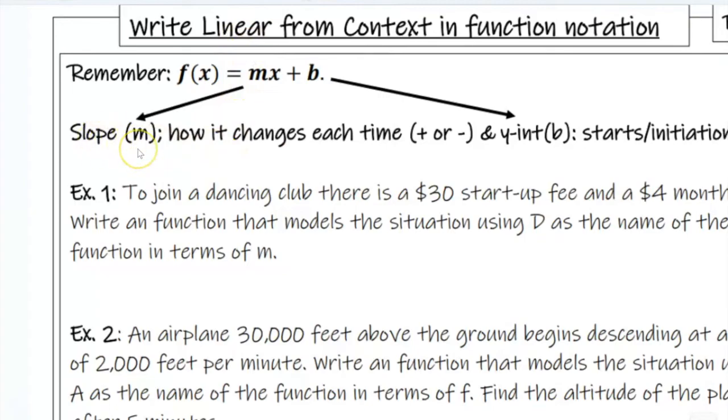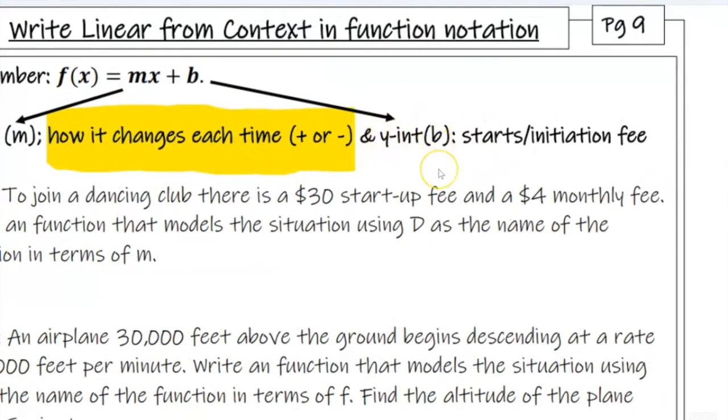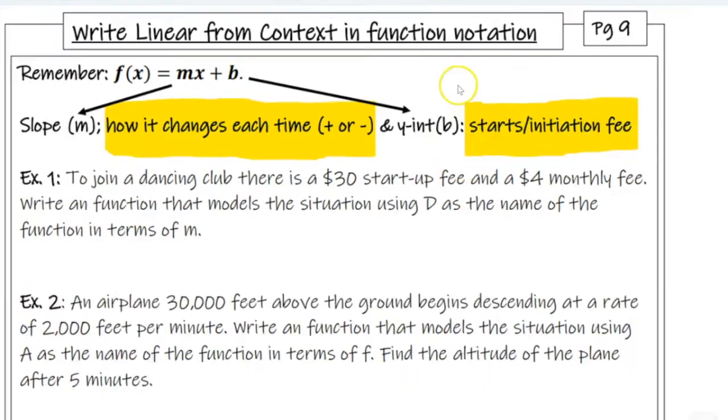What does your slope represent? It's how your function is changing each time, whether you're adding or subtracting. And then you've got plus b. And what is your plus b? Plus b is your y-intercept. What does that mean? It's where you start, or it's your initiation fee. So it's something that happens one time. It's a one-time payment.